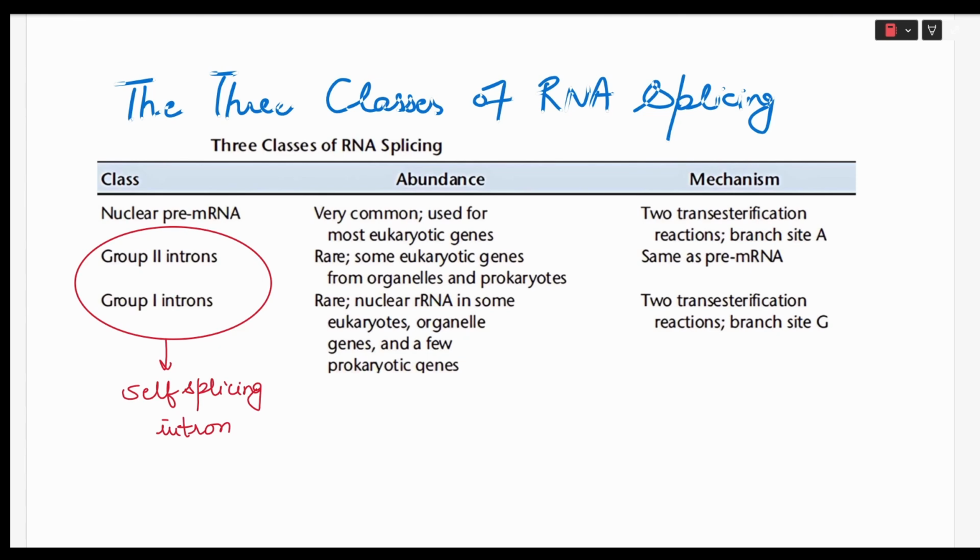The mechanism is, again, almost the same, but there is one thing that I would like to tell you. In the group 1 introns, the branch point is a G. Just remember this, okay, that the branch point is a G in the group 1. In the group 2 and the pre-mRNA, the branch point is A, right? The mechanism is almost the same. There are some minor differences, and I will be discussing that.